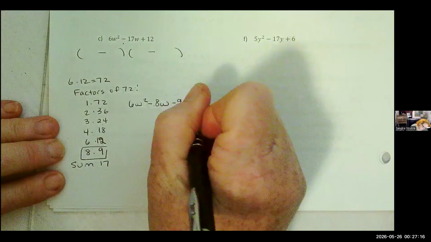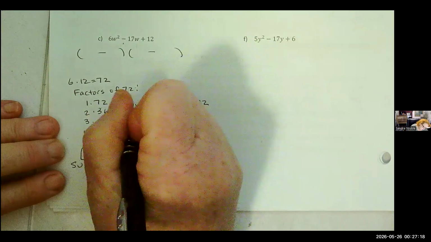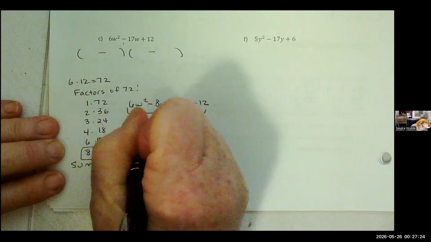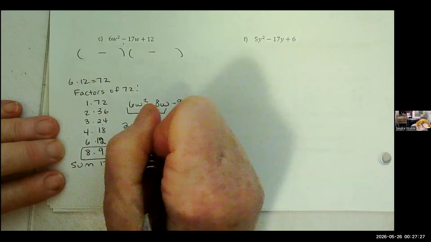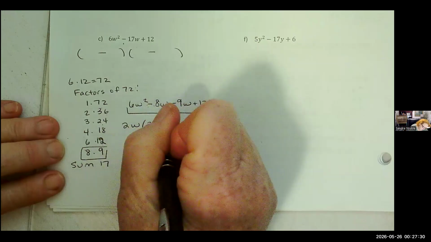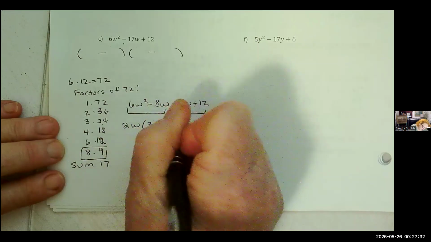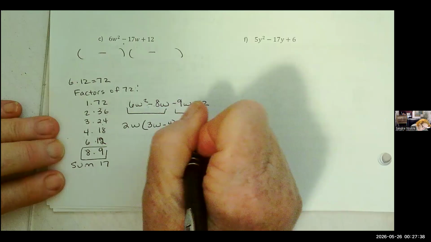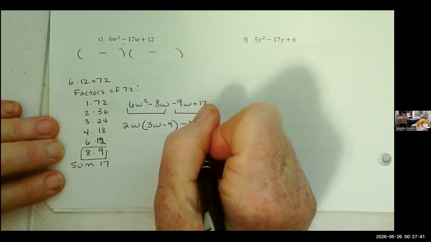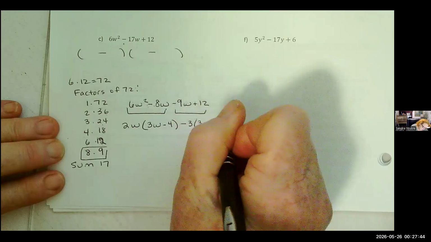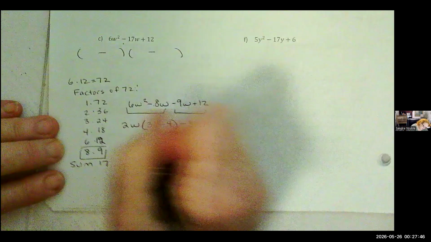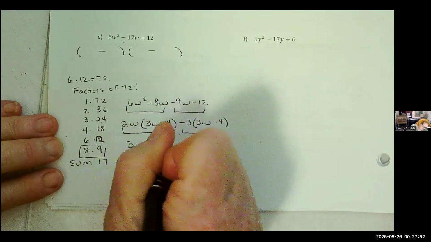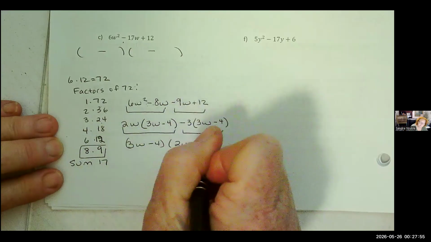All right, we're going to look at the first two terms and then the second two terms. First two terms, they have a 2w in common. I can factor out, and that will leave me with 3w minus 4. For the next term, I need to factor out a negative 3, and that leaves me with 3w minus 4. Looking at these two terms, I can factor out 3w minus 4, and that leaves me with 2w minus 3. There's my answer.